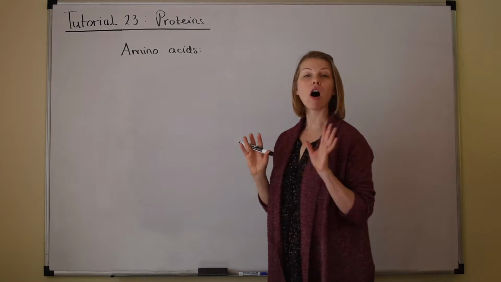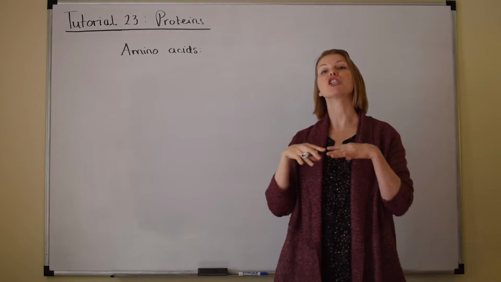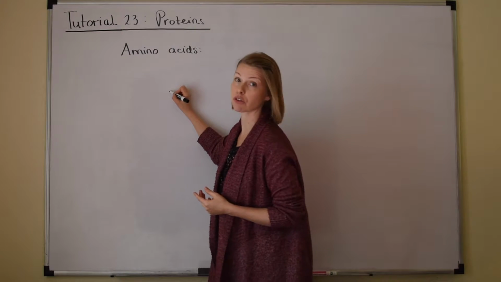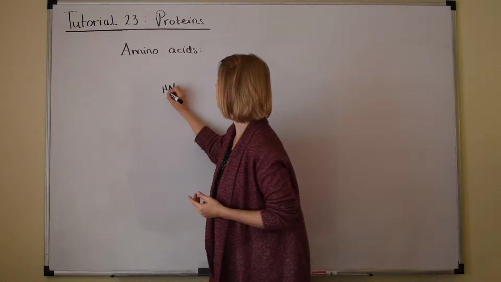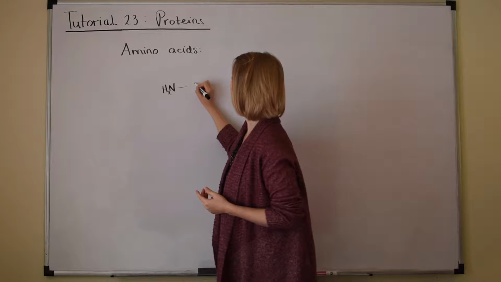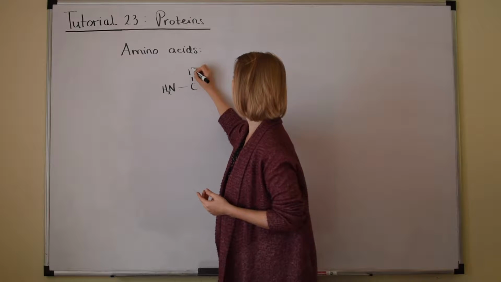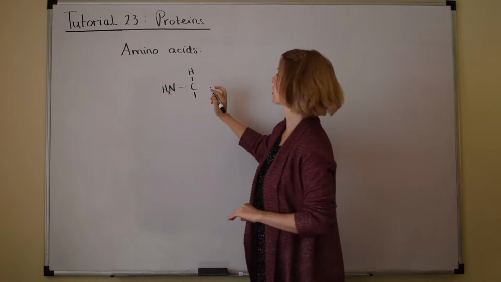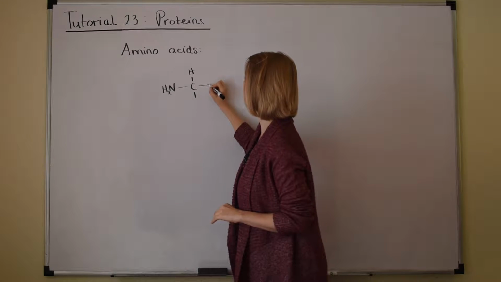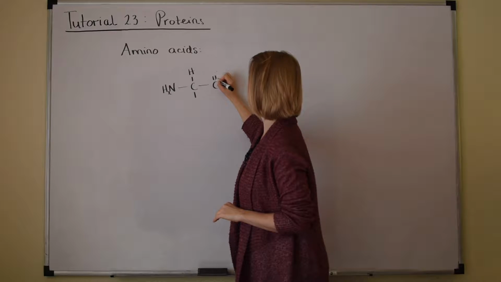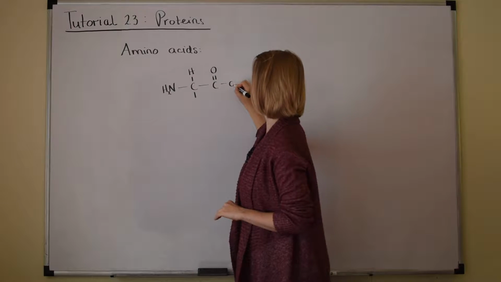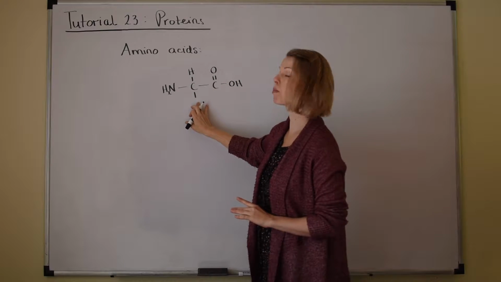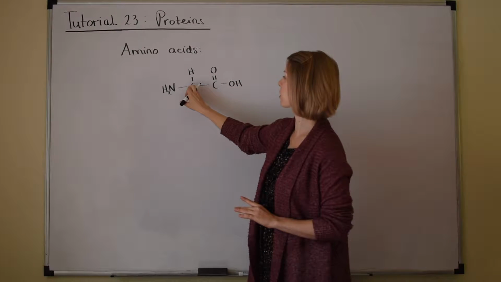Okay. All amino acids have the same general structure. They have an amine group, kind of as the name implies, right? Attached to a carbon with a hydrogen, and then something else that I'm just going to leave blank for now, because that's the part that can vary, and a carboxylic acid.